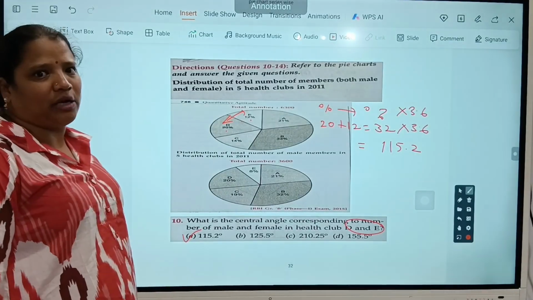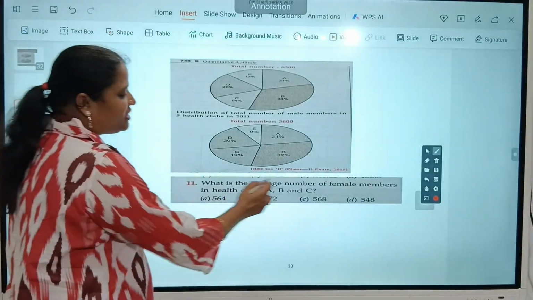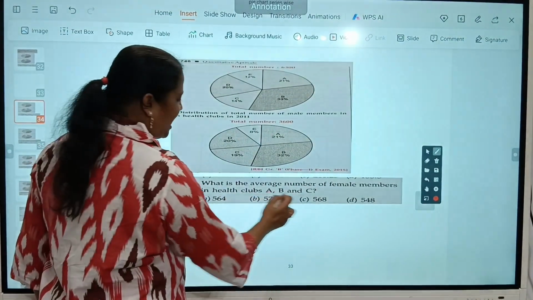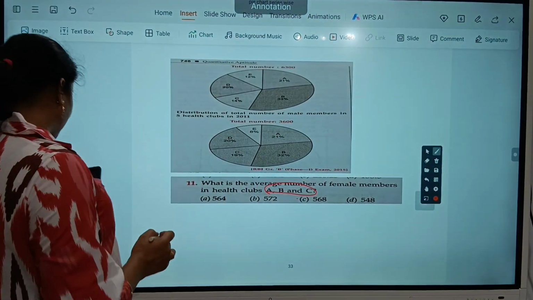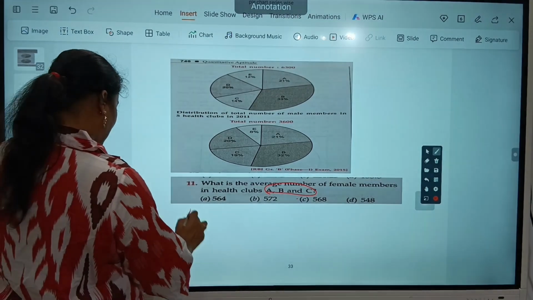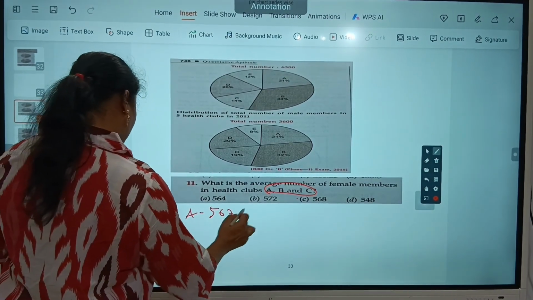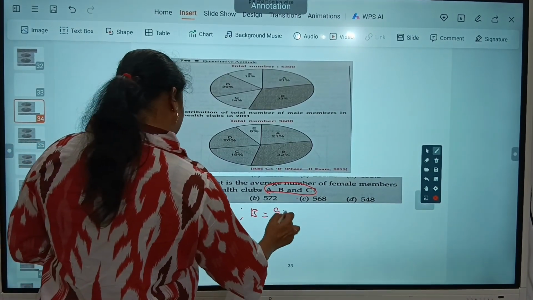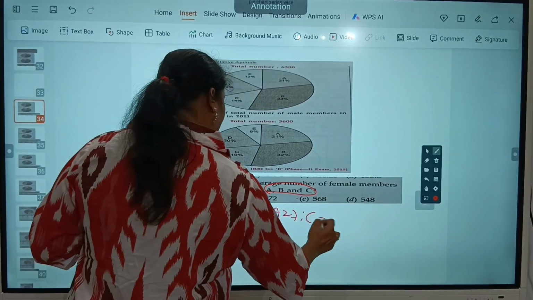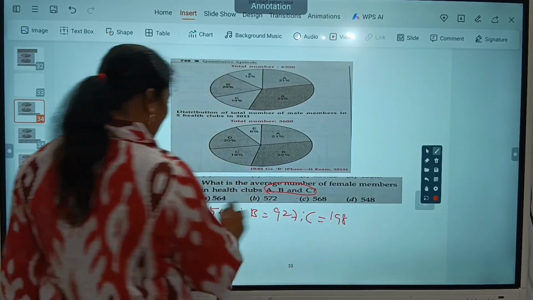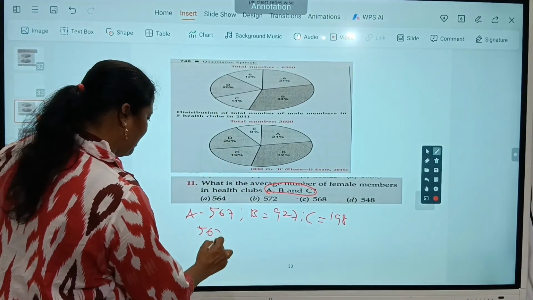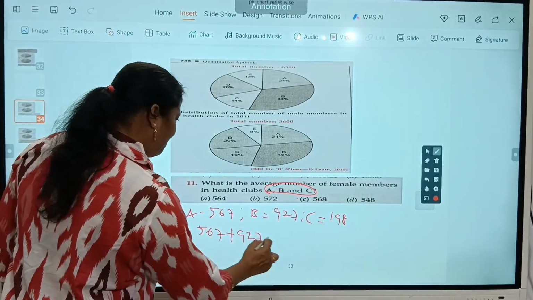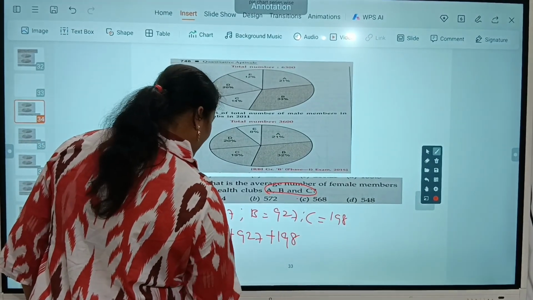Now we will move to another question of this graph. What is the average number of female members in health clubs A, B, C? In A what is the value we got? A we got 567, B we got 927 and C we got 198. Now we add up all these values, 567 plus 927 plus 198 by 3.